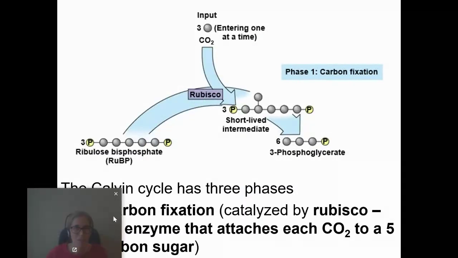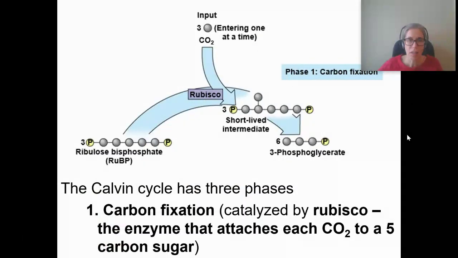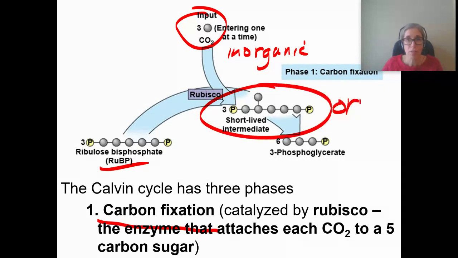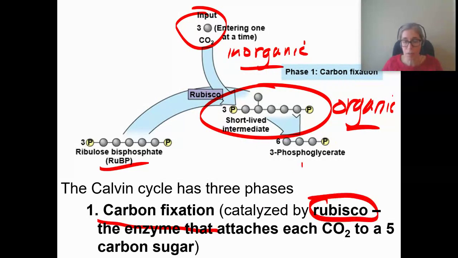All right, so the Calvin cycle actually has 3 phases. The first is called carbon fixation, which I mentioned. That's inorganic carbon being added to organic carbon, making this organic carbon. So carbon fixation is the switch from inorganic to organic carbon, and the enzyme that does it is Rubisco.